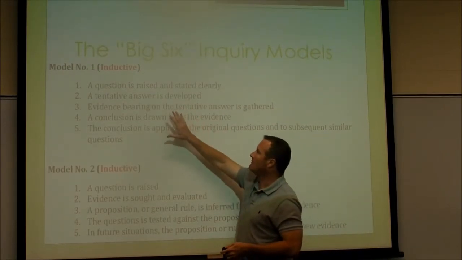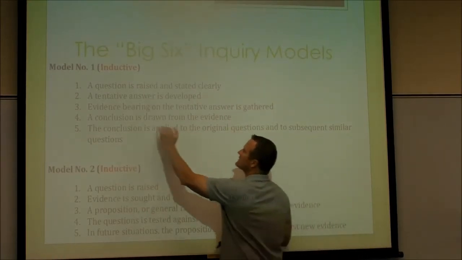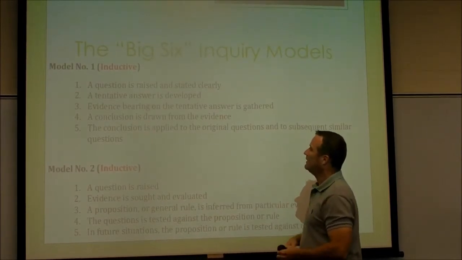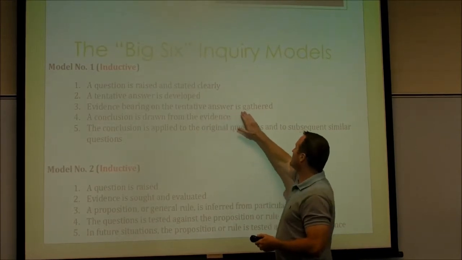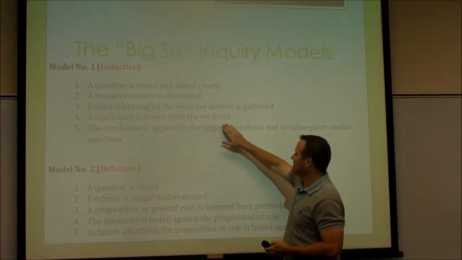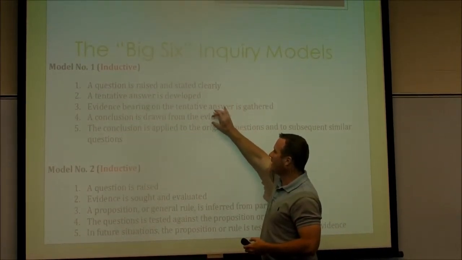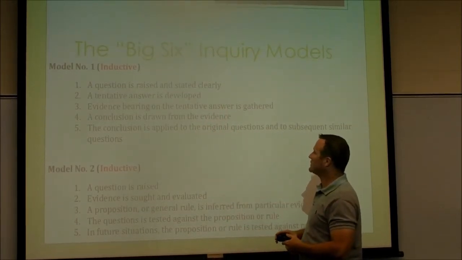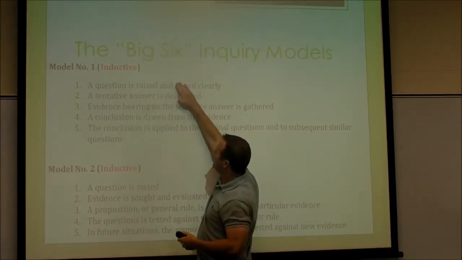Model number 1 is inquiry, and it's inductive. Now, this is what I always tell people. These are the steps for model number 1. The question is raised and stated clearly. A tentative answer is developed by the students. Evidence bearing on the tentative answer is gathered, so the students are gathering information. A conclusion is drawn from the evidence. So the students are now taking evidence they found in number 3, and they're applying it and coming with a conclusion. And number 5, the conclusion is applied to the original question. So they take what they found and they apply it towards number 1.